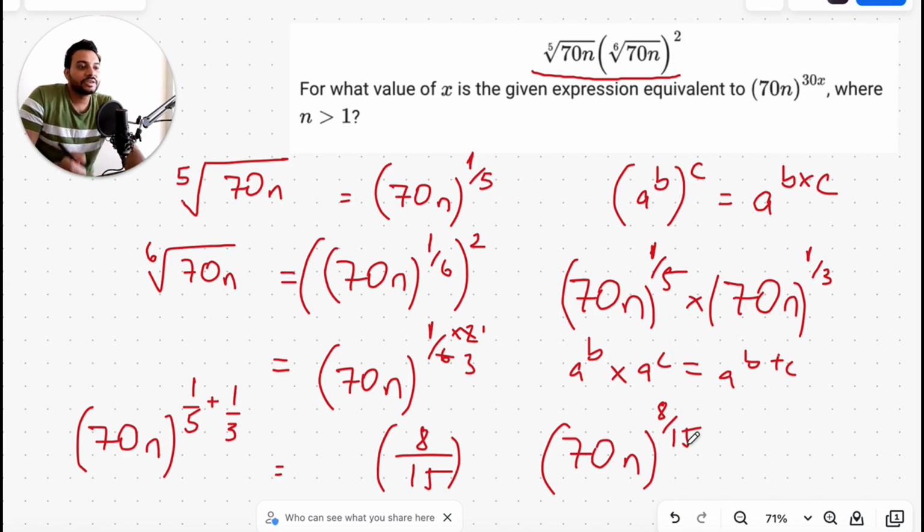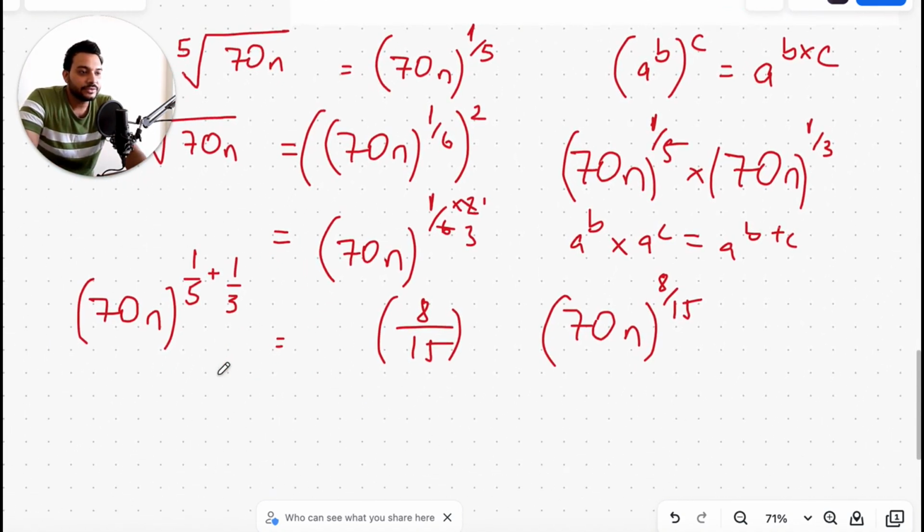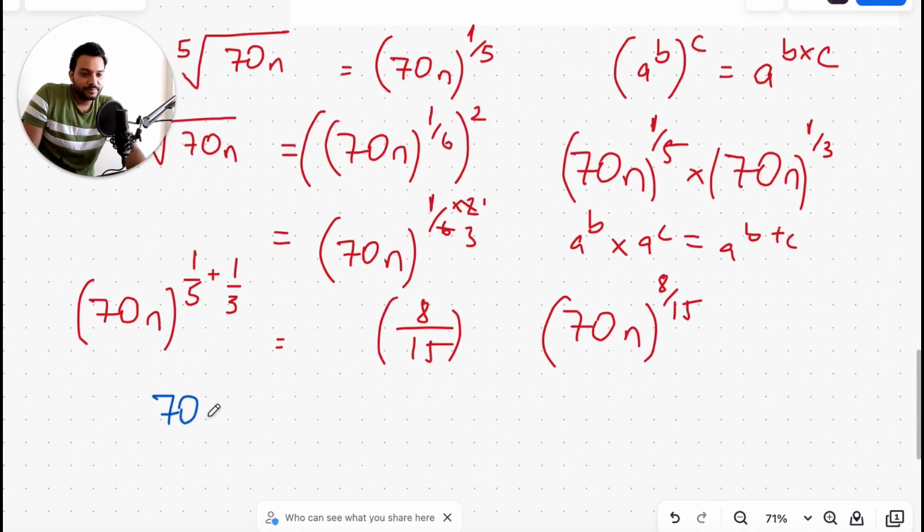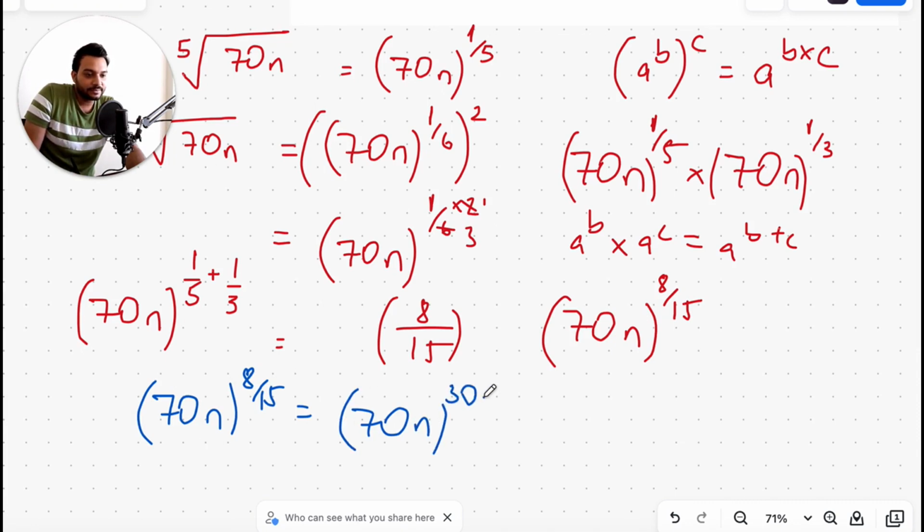And the question is saying that this expression is equivalent to 70n raised to the power 30x. That means these two expressions are equivalent. So next step, we're going to do a comparison. 70n raised to the power 8 over 15 is equal to 70n raised to the power of 30x. This means the bases are same. If the bases are same and expressions are equal, that means the powers are also same. So 8 over 15 is equal to 30x.